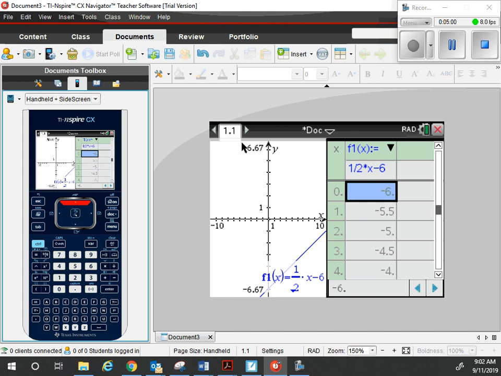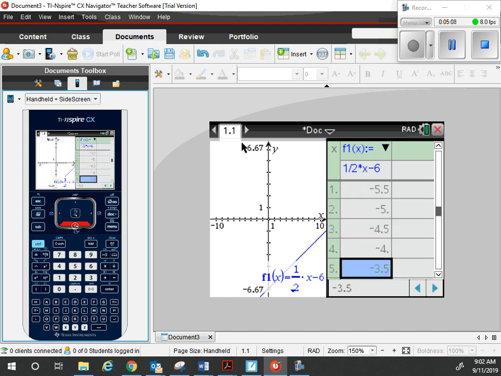Okay, there's another intercept that I passed by. How could I check my x-intercept? When y equals 0. Boom. 12. Pretty cool, right?